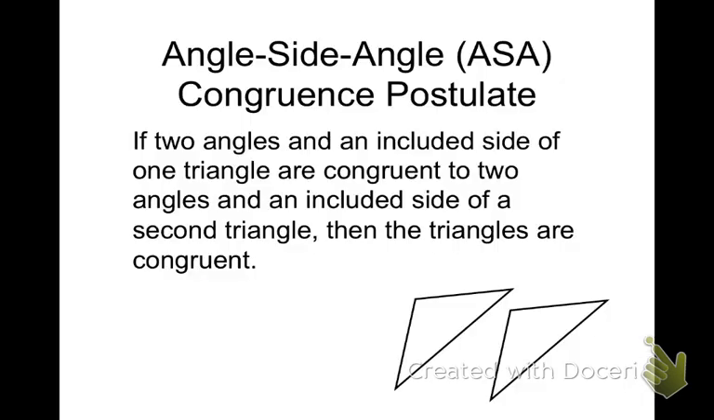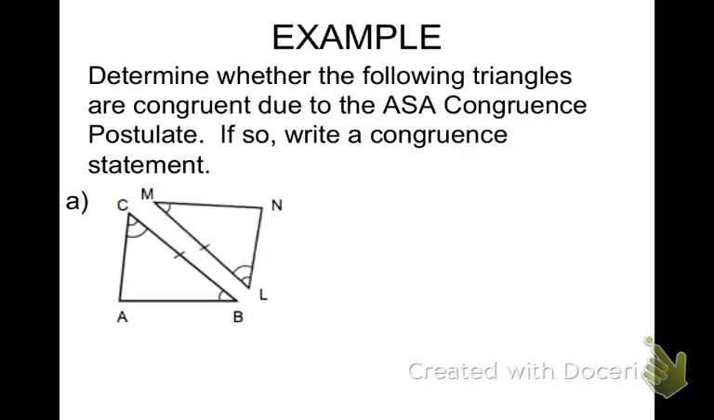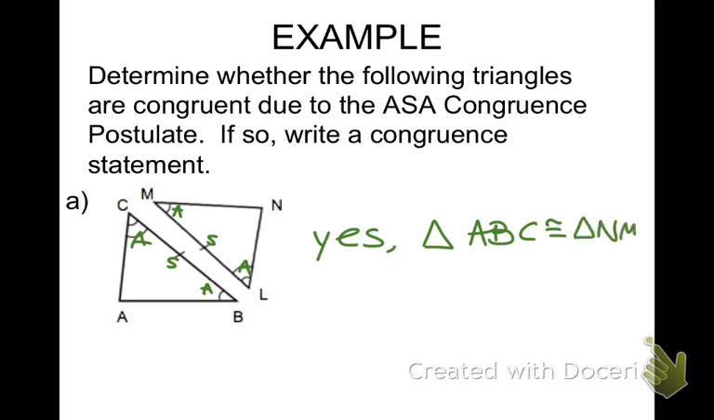So for the first one, do you have two congruent angles? Yep, B and M and C and L are my congruent pairs. Do I have a congruent side? Right here in the middle. So if it helps, label angle, side, angle. Angle, side, angle. Is the side the included side? Yes. So are they congruent due to angle, side, angle? Yes. Triangle ABC is congruent to triangle N, B matches M, and then L.